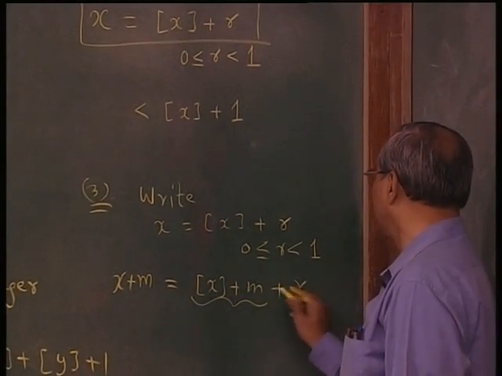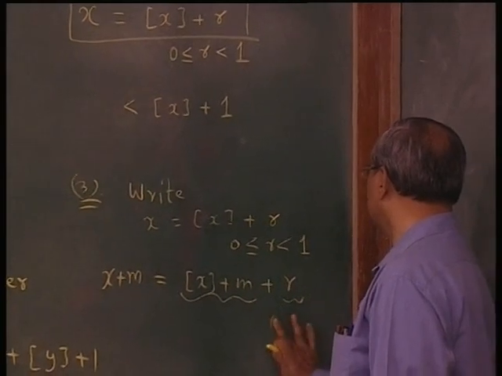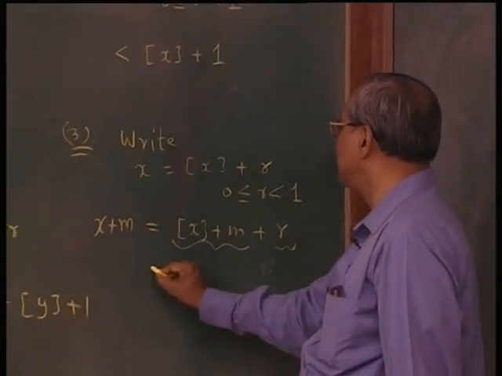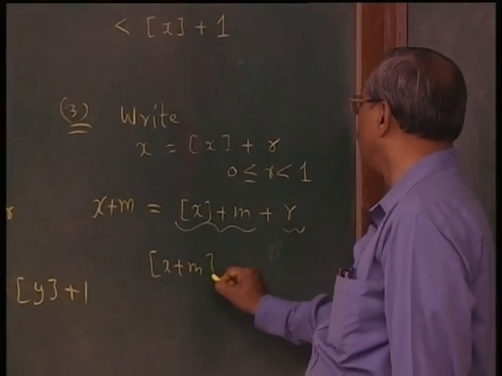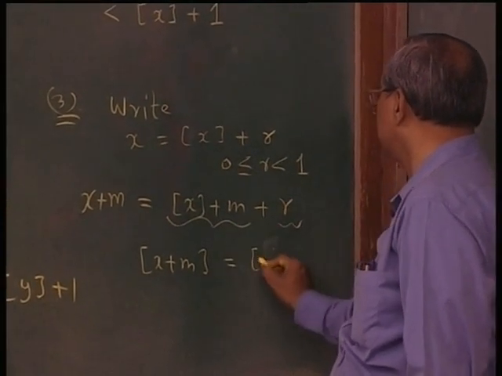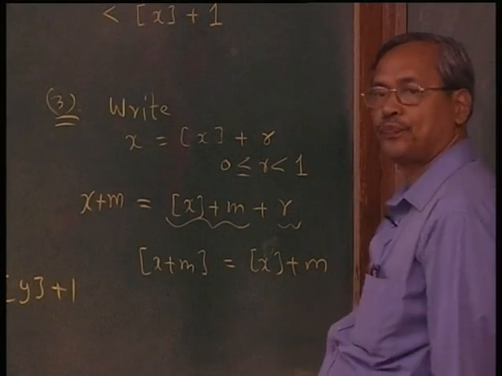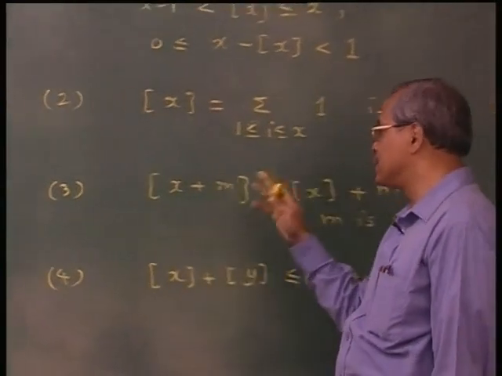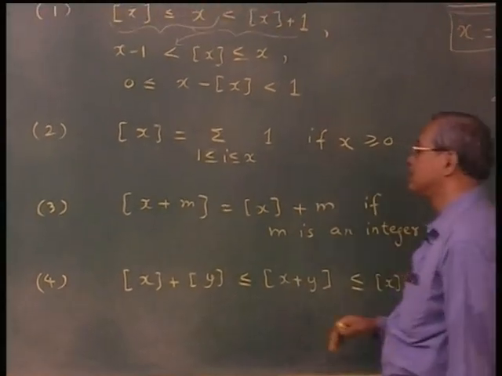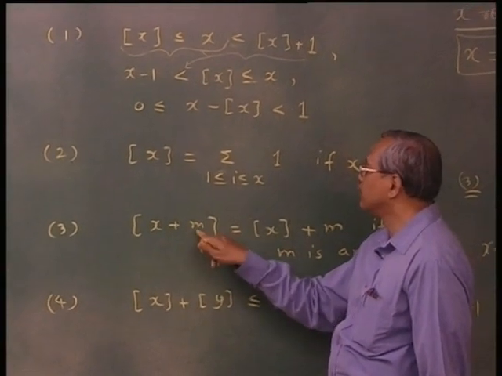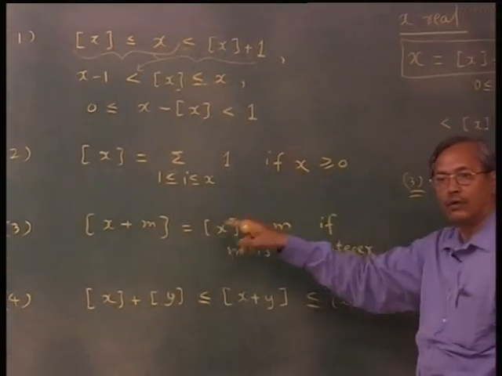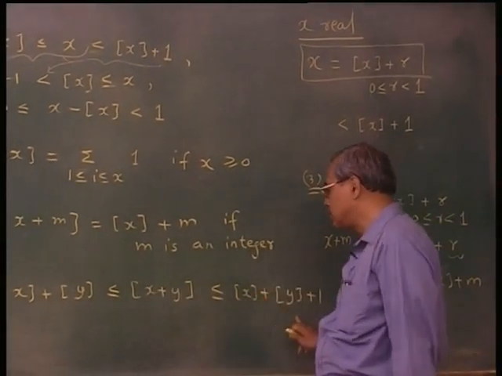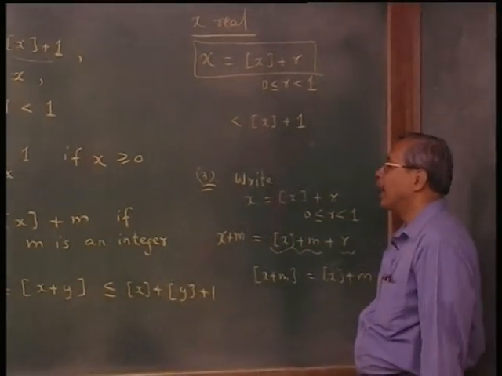This is an integer and this is a number between 0 and 1, 0 less than or equal to r less than 1. So the integral part of x plus m will be equal to this number, which is integral part of x plus m. That is what this third property says. And this is useful in calculating the integral parts in problems, because this integer we can directly take outside the integral part sign.